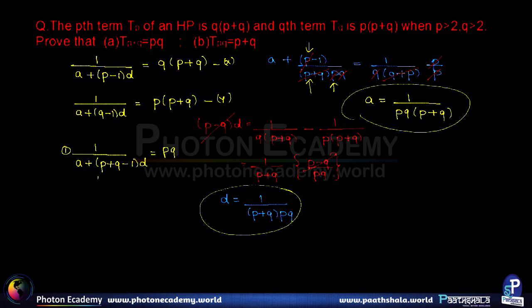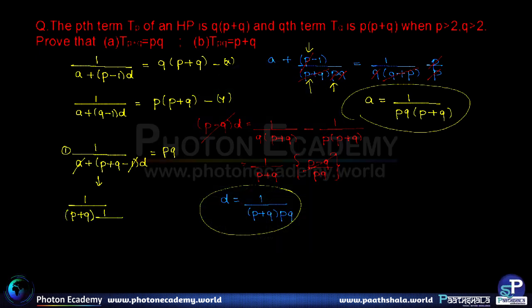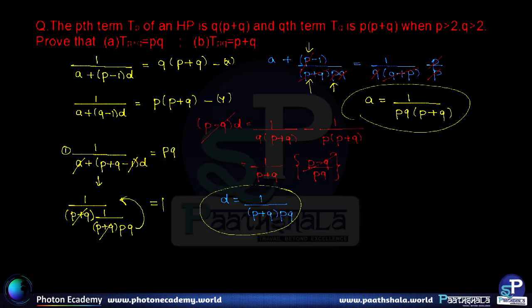Now applying that in this equation, we can cancel out A and minus 1D. So we are left with 1 upon P plus Q into D, and D is 1 upon P plus Q into PQ. So P plus Q will cancel out, the denominator of the denominator will go in the numerator. So this is equal to P into Q. So we have proved the first part of the problem.